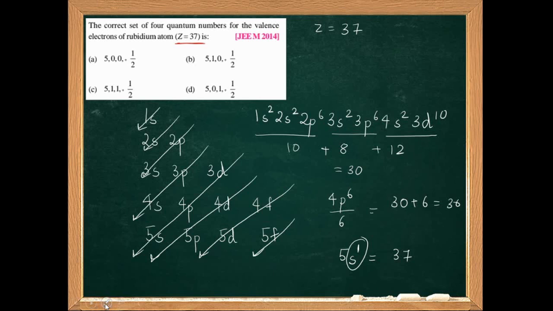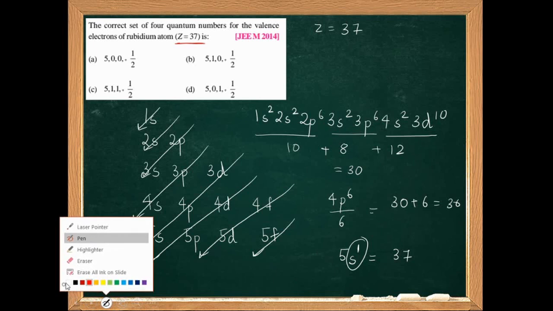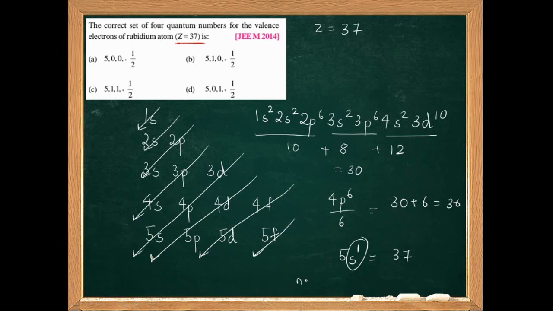So for the valence electron, the quantum numbers are n is equal to 5, l for s is 0, then ml is equal to 0 again, and then ms can be plus half or minus half. But since all the 4 options have plus half, we'll consider plus half. So this matches option A. The right answer is option A.